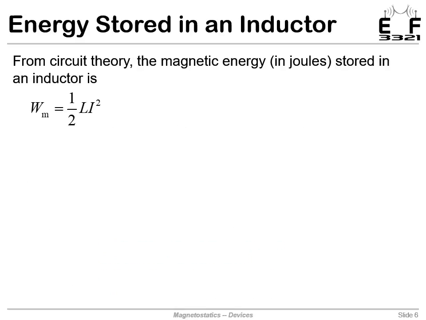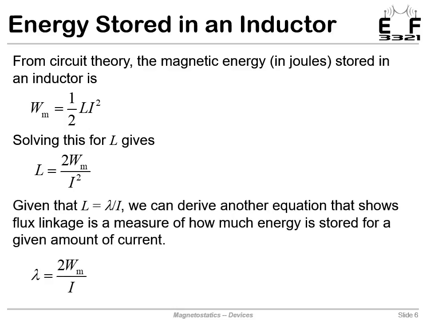From circuit theory, we remember that the energy stored in an inductor is 1/2 L i squared. And the energy here is, the units are joules. So we can solve this expression for L. And we essentially have the energy divided by current squared is inductance. Well, in the previous slide, we related inductance, flux linkage, and current. And we can substitute that back in.